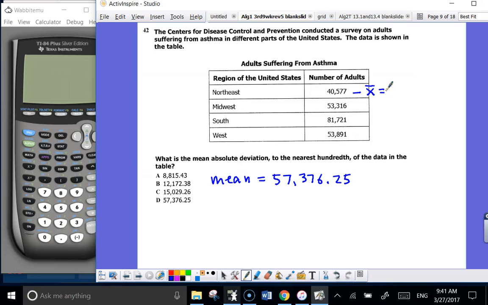So we're going to get negative 16,799. Right, we're subtracting every number there minus the mean, which we said is the 57,000. So I'll try the next one. 53,316 minus 57,000 is 376.25.